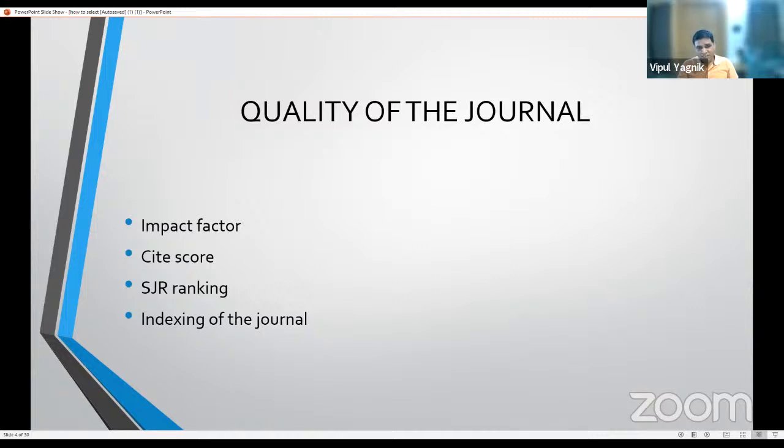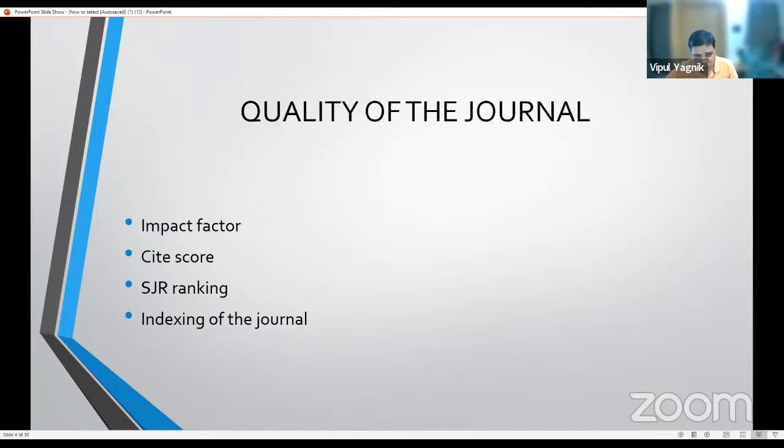Impact factor is given by Web of Science, or the Clarivate Analytics company. That is the most appropriate parameter to judge the quality of a journal. Suppose you have heard that this journal has an impact factor of 1, some journal has 5, and some journal even has an impact factor around 500. That is given by the Journal Citation Reports, the Clarivate Analytics report. There are a few other agencies which also give an impact factor, but it has no value.